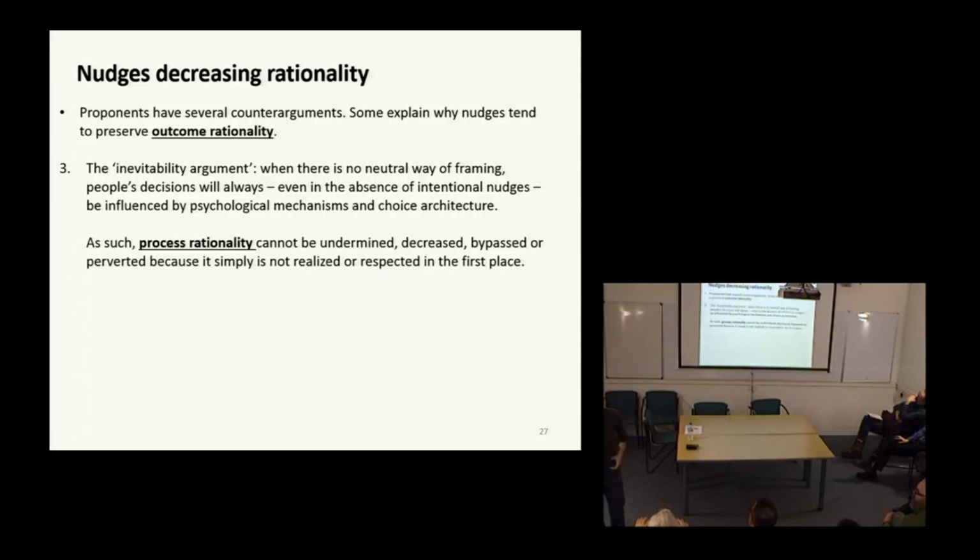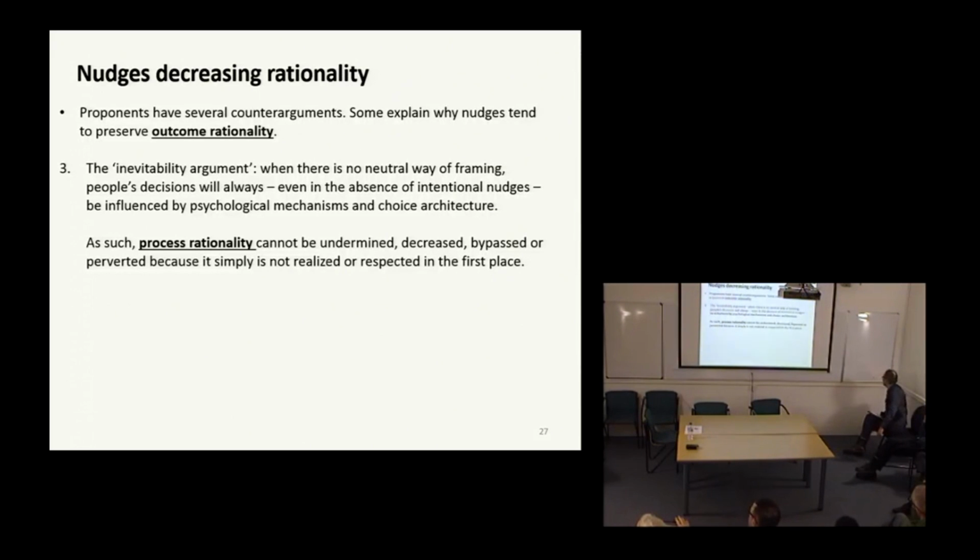Options will be framed one way or the other. A supermarket or a cafeteria has to set up a choice architecture one way or the other. So claiming that nudges decrease process rationality is kind of weird, because the heuristics in the choice architecture are there. If you change the choice architecture, you're not decreasing process rationality. You're not making people less rational.